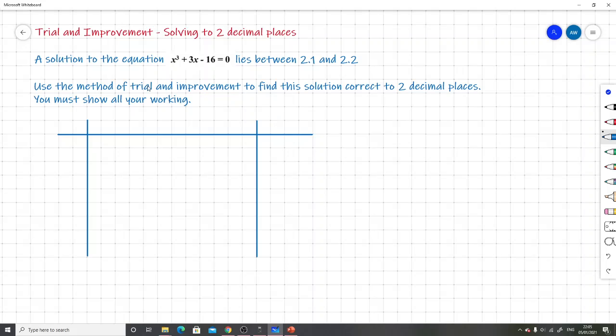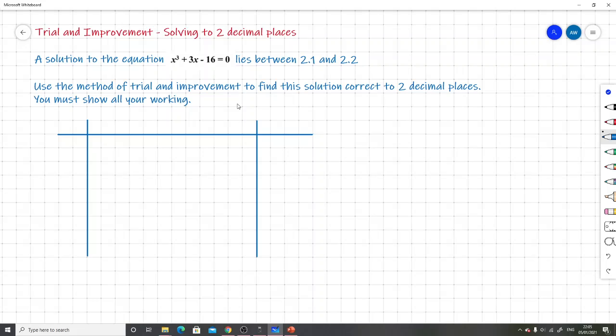And this is a typical GCSE question, and it says a solution to the equation x cubed plus 3x minus 16 equals 0 lies between 2.1 and 2.2. So they're giving us our starting values. Use the method of trial and improvement to find the solution correct to 2 decimal places. You must show all your working.